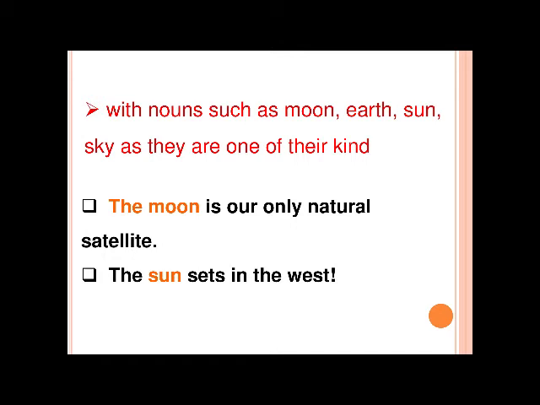Now last but not the least, with nouns such as moon, earth, sun, sky, we use the because they are one of their kind. Now these are the nouns which are just one of their kind. That's why we will use the with them. The moon is our only natural satellite. Here, moon is only one, that's why we have used the. The sun sets in the west. Obviously, we use it like this.